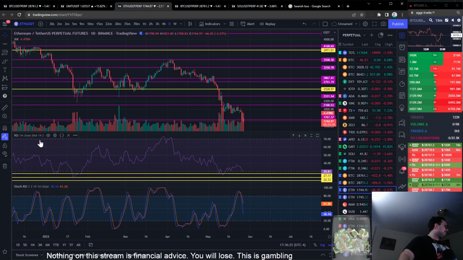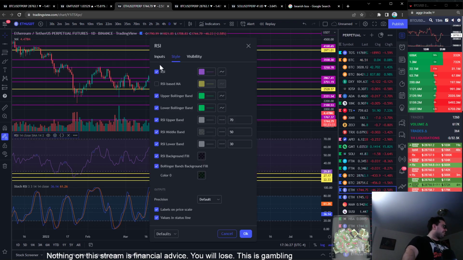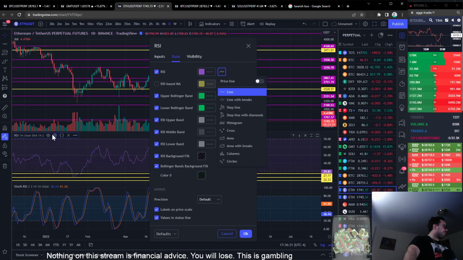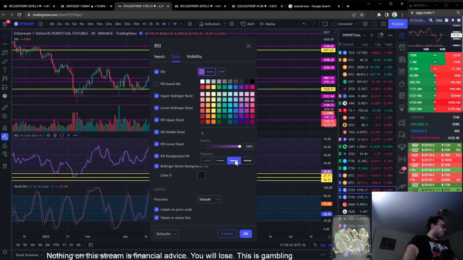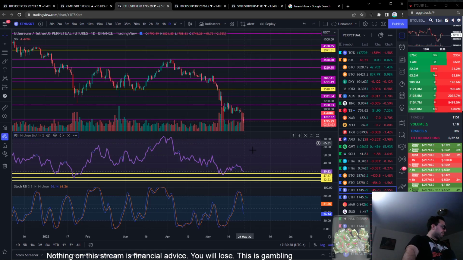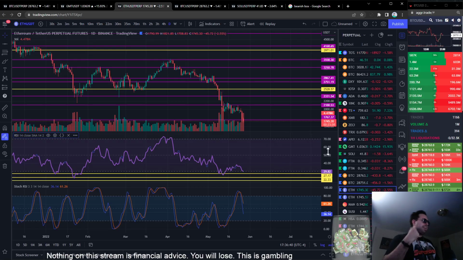You can kind of tell. Let me make this a little bit thicker. If you want to know how to do it yourself, you're seeing it right now. You click on the settings button, and then we can click on this. We make it a little bit thicker because it's a little more visible. I'm a big fan of the thicker lines.